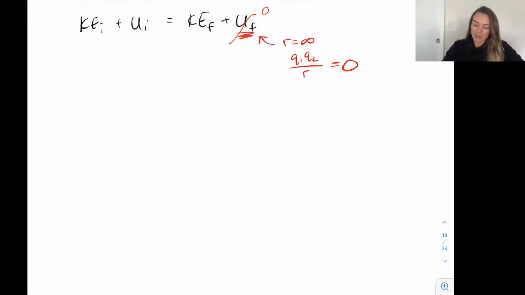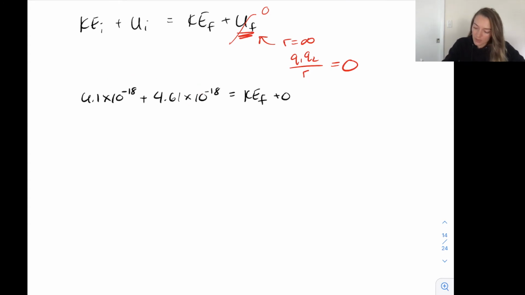So we're going to do the exact same thing. We have our initial kinetic was 4.10 times 10 to the negative 18. Our initial potential was 4.61 times 10 to the negative 18. And then we have our final kinetic we're looking for, and then this is just 0. So we can just add up these two numbers right here, and we get 8.71 times 10 to the negative 18 joules is equal to our final kinetic energy.